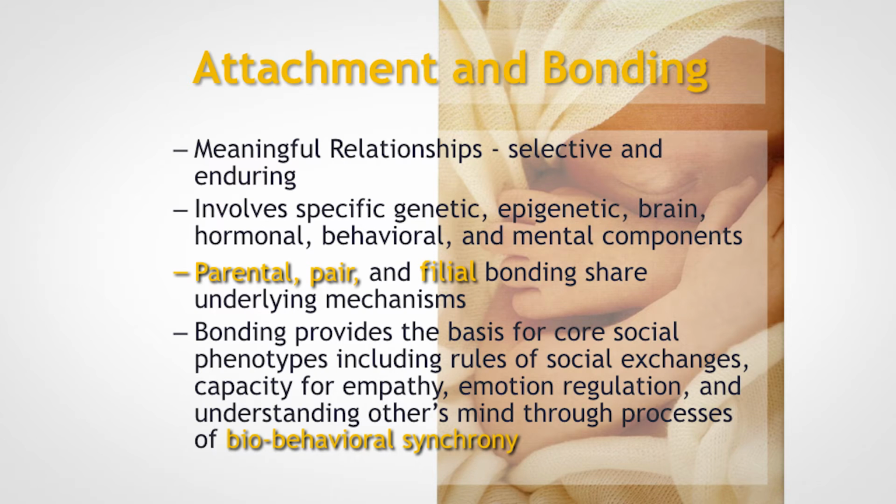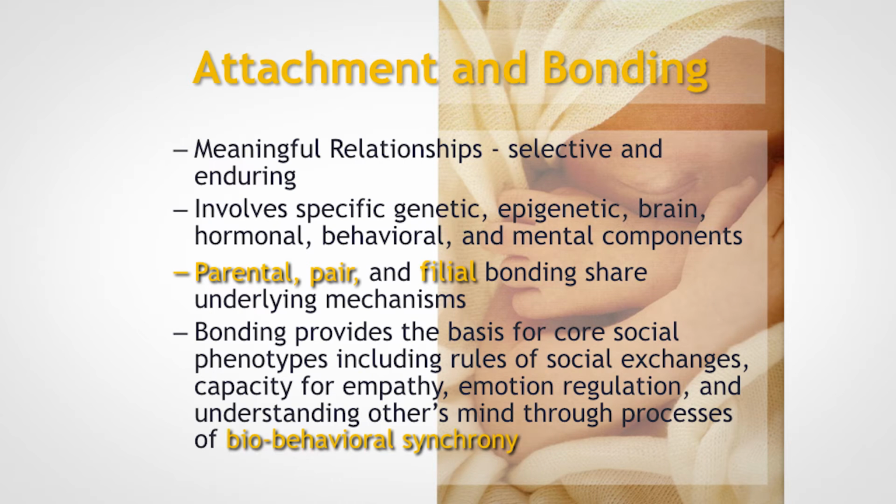Because attachment bonds are so critical for survival and continuity of life on Earth, they have highly specific and conserved genetic, behavioral, hormonal, and brain components. There are three prototypes of bonds in mammals. There is parental, the parent-child, child-to-parent. The pair bonds are romantic attachment, and the filial, which in humans refers to our relationship with our close friends. And they all share an underlying mechanism related to the oxytocin system.